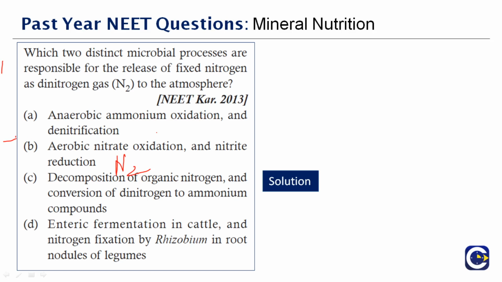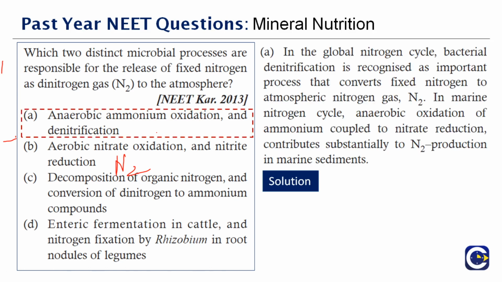In the marine nitrogen cycle, anaerobic oxidation of ammonium is coupled to nitrate reduction, and it contributes to nitrogen production in marine sediments. Therefore the answer to this question is anaerobic ammonium oxidation and denitrification.